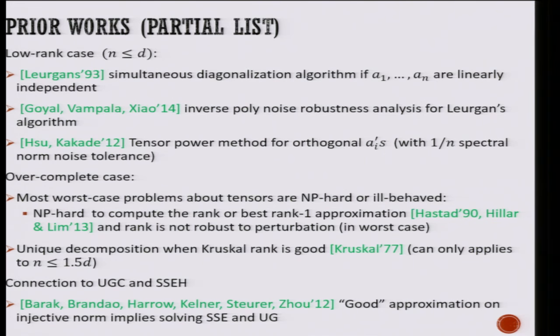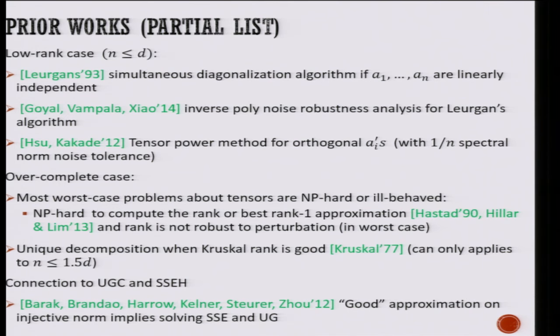Kruskal proved that under some conditions we can have uniqueness of the decomposition, but the condition only applies to the case when n is less than 1.5 times d, and we are shooting for n less than d to the 1.5. In the random case, they are unique, up to a little bit of perturbation.